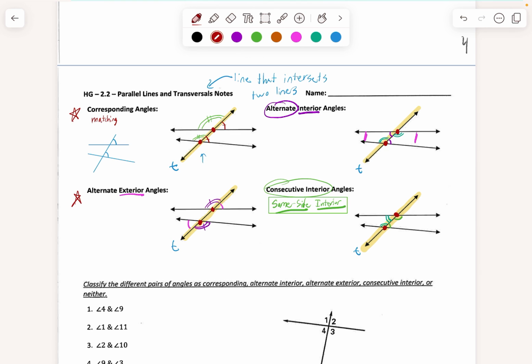The goal at the end of the day is to be able to name, if you see the pairing of angles, to be able to name them with the appropriate relationship here. Oops, I mean, not that one. There we go. So can you name the type of angles that are in question or being described?